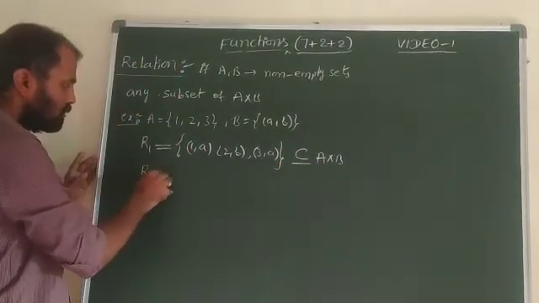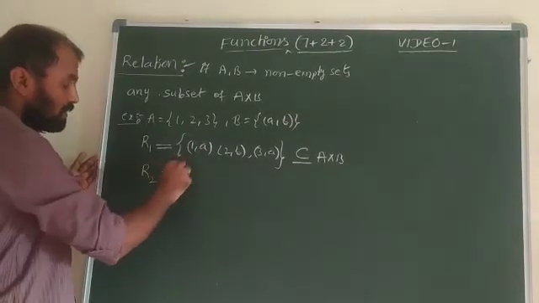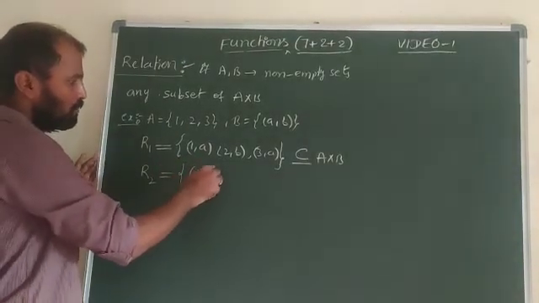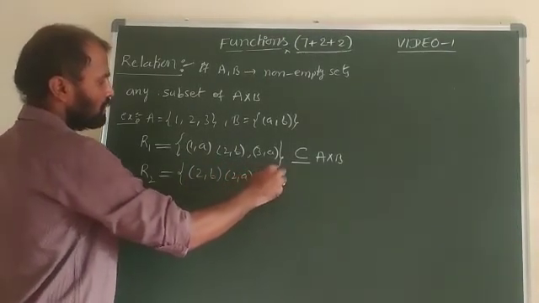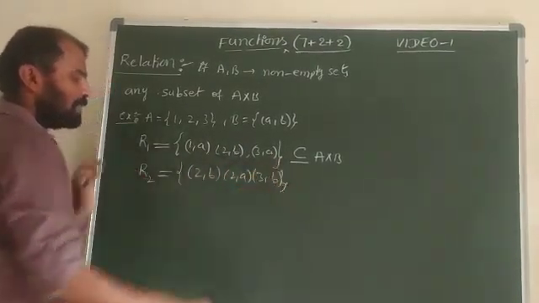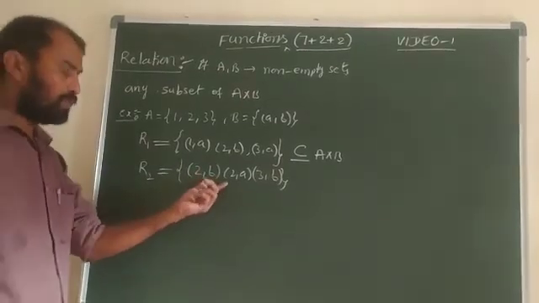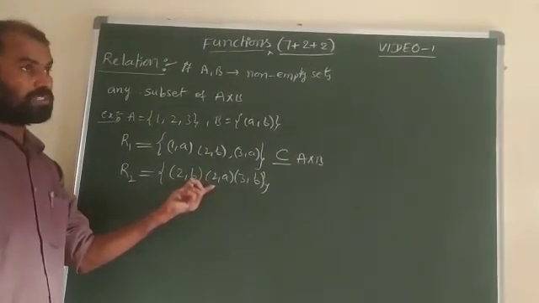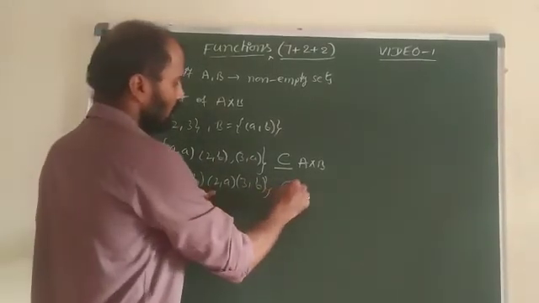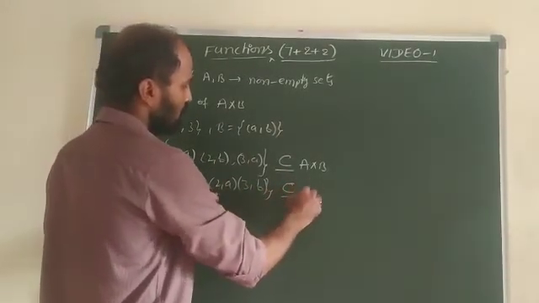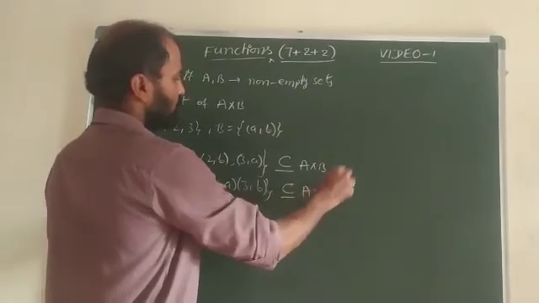Similarly, R2 is the second relation. What is that? 2b, 2a, 3b, 3a. So it is also a subset of A cross B. So any subset of A cross B is called a relation. So this is also a relation, clearly, since this is a subset of A cross B.